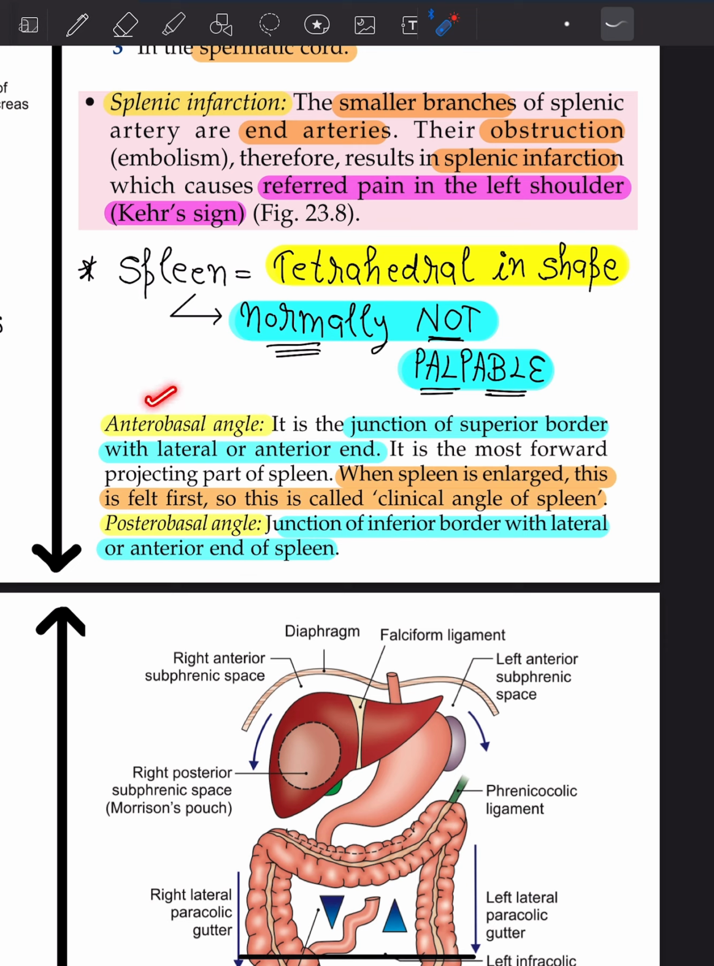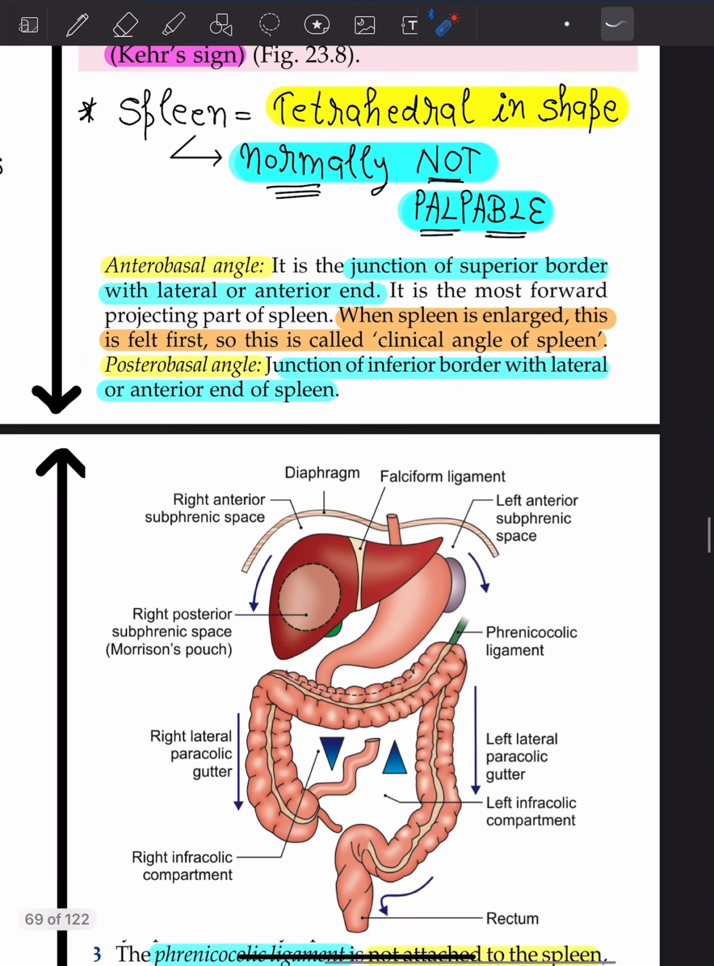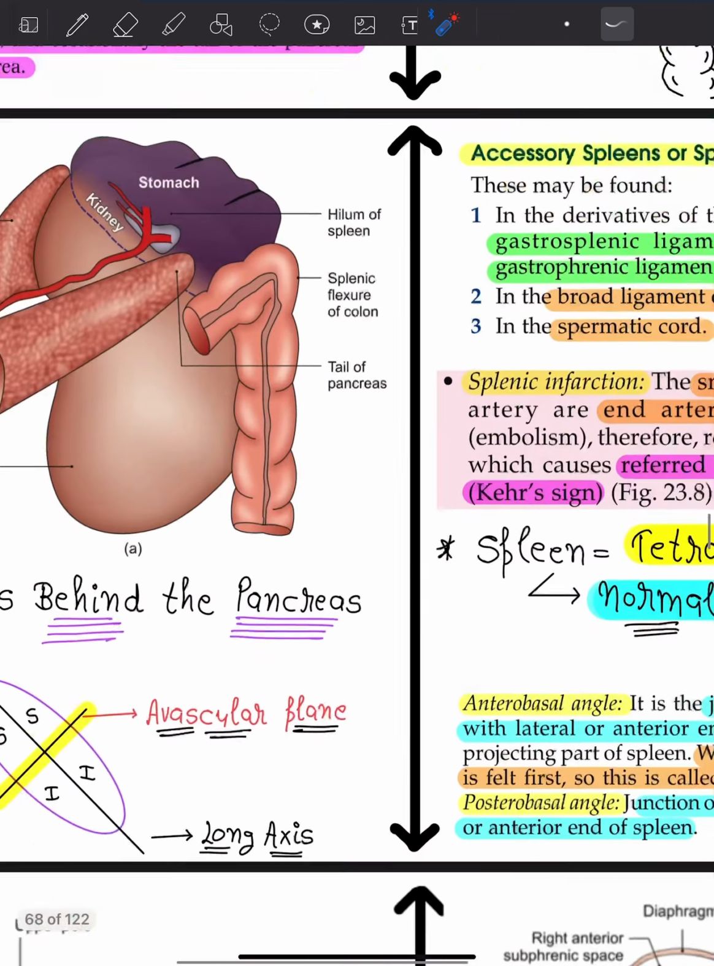So the anterior basal angle is the angle between the superior border and the anterior end. And what's the posterior basal angle? It's the junction between the inferior border with the anterior end of the spleen. Now the one thing to remember about the anterior basal angle is whenever the spleen is enlarged, this angle is first felt. You cannot feel the posterior basal angle, but in case of splenomegaly, you'll first feel the anterior basal angle. That's why this is also called the clinical angle of the spleen, anterior basal angle.